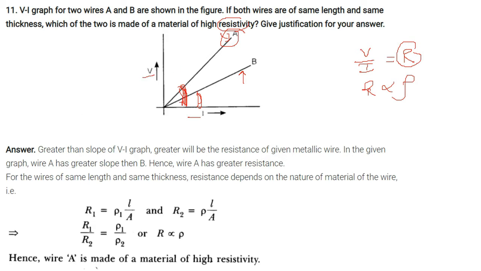For wires of the same length and same thickness, the resistance depends on the nature of the material of the wire. Now the justification: let R1 equal rho 1 L by A, and R2 equal rho 2 L by A. When we divide one equation by the other, we get R1 by R2 equal to rho 1 by rho 2. This shows that R is directly proportional to rho. So wire A is made up of material having a higher resistivity.